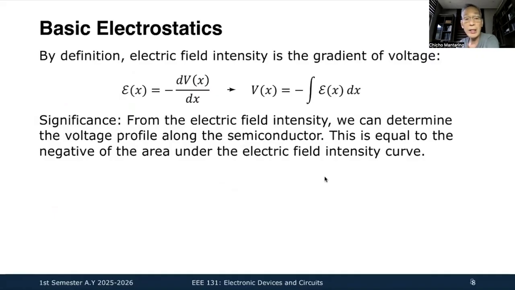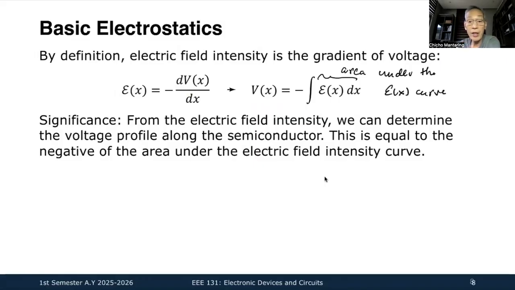Okay, continuing with basic electrostatics. Again, this is by definition. Electric field intensity is the negative gradient of voltage. So E of x is equal to negative dV(x)/dx. Again, if we solve for V of x here, we just get the negative area under the electric field intensity curve. So this is the area under the E of x curve.